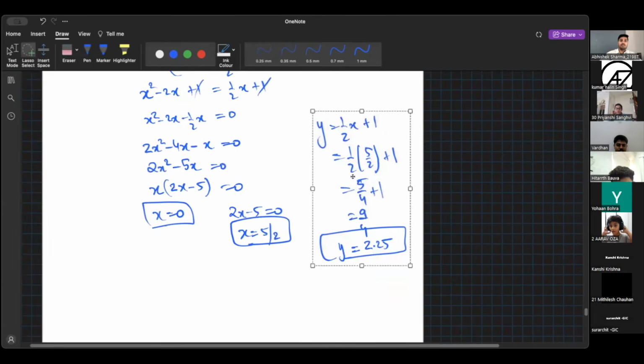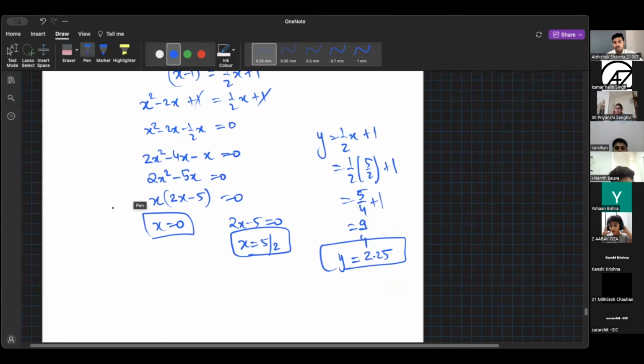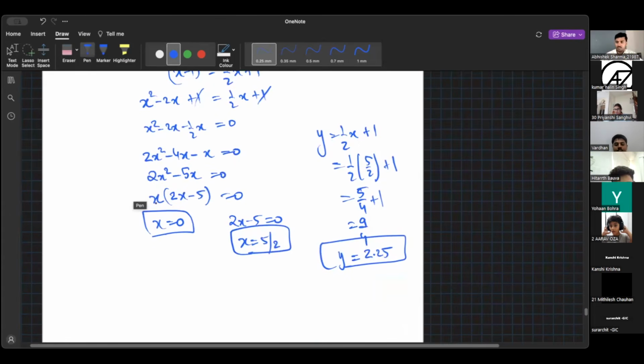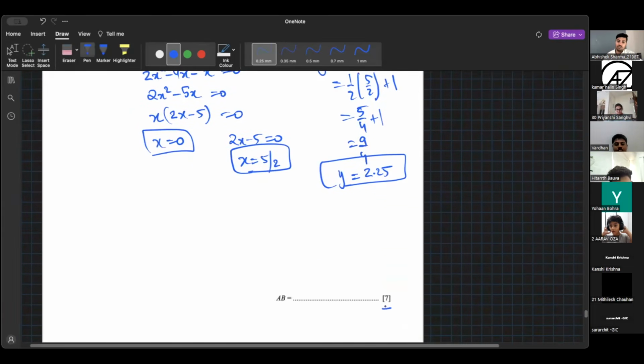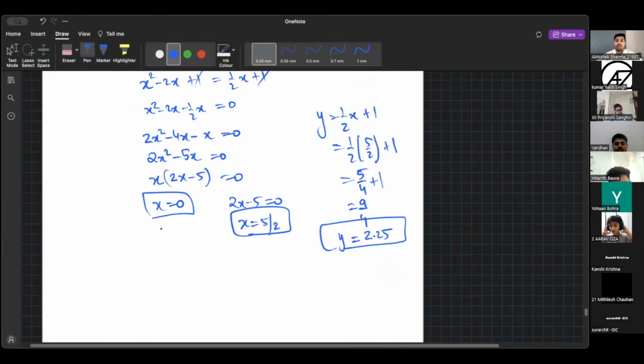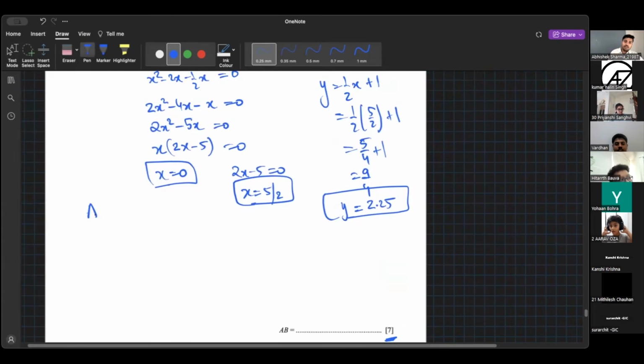If we take approximate from the sketch, it will be correct, or we should avoid that? It will be approximate. We should avoid that. Okay. It's a 7-mark question. Everything should be very precise. So now one of the coordinates for A is (0, 1). Another coordinate B is 2.5, because 5 by 2 is 2.5, comma 2.25.